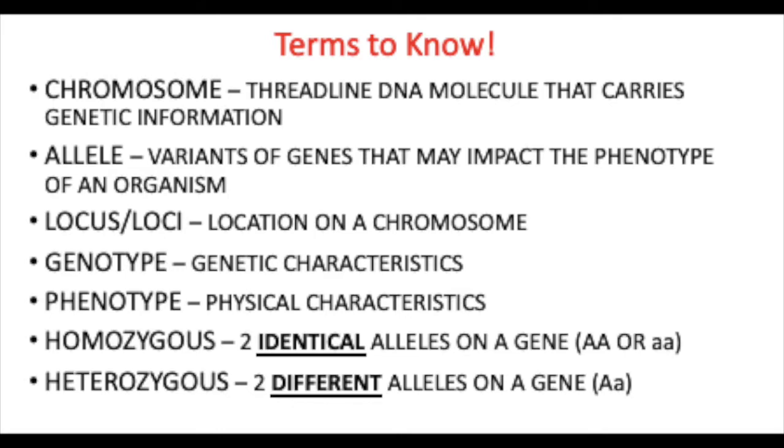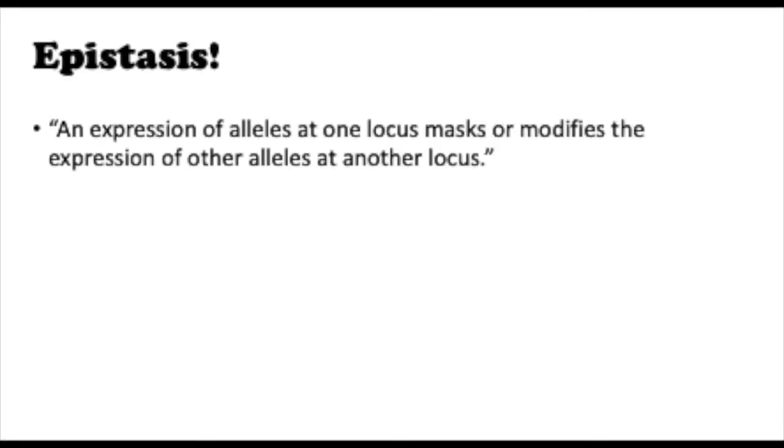Now we have a genotype. This is a genetic characteristic. When we have a dominant genotype, it is typically displayed with a capital letter. A recessive genotype is typically displayed with a lowercase letter. A phenotype is a little different. It is a physical characteristic that you can see. Different genotypes can have the same phenotype.